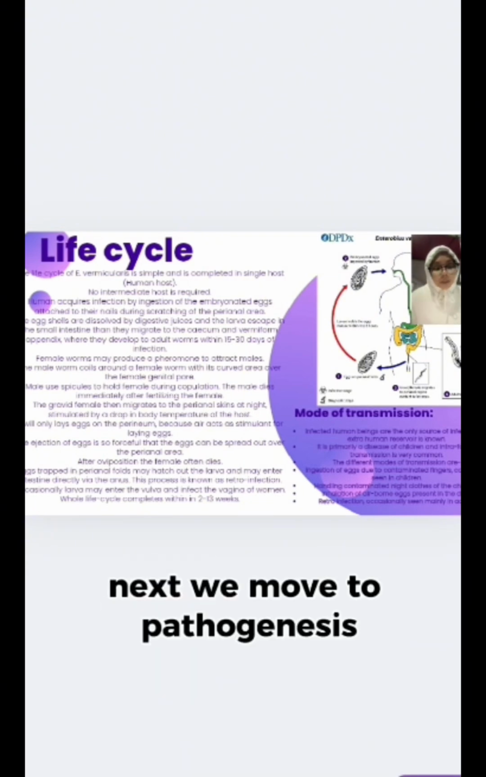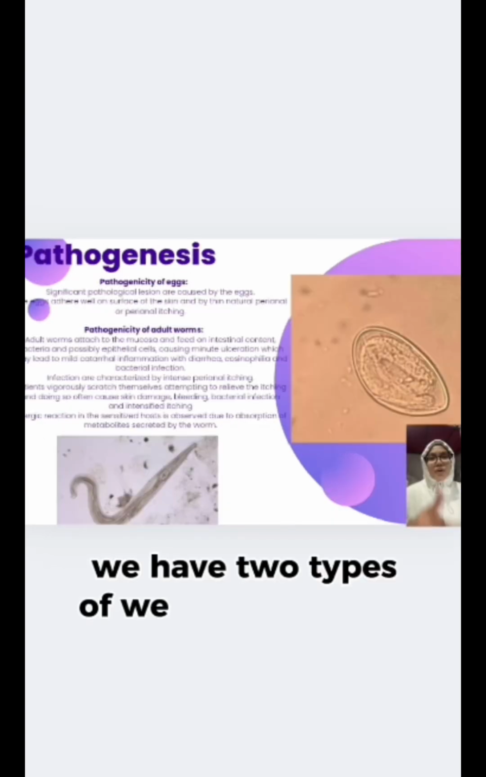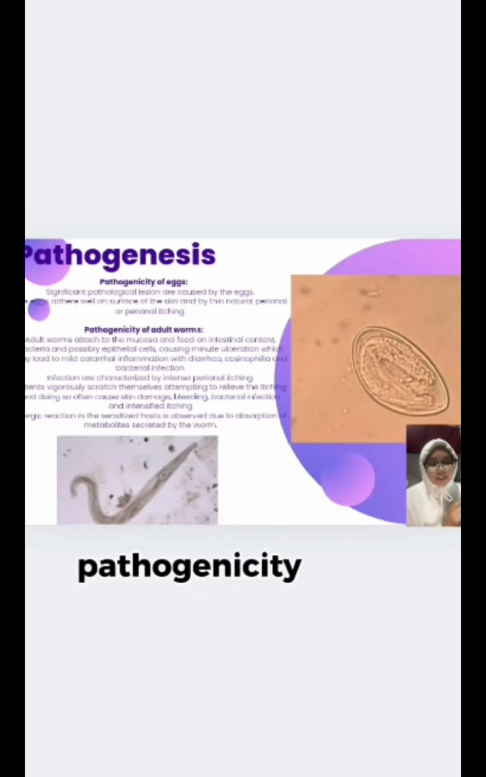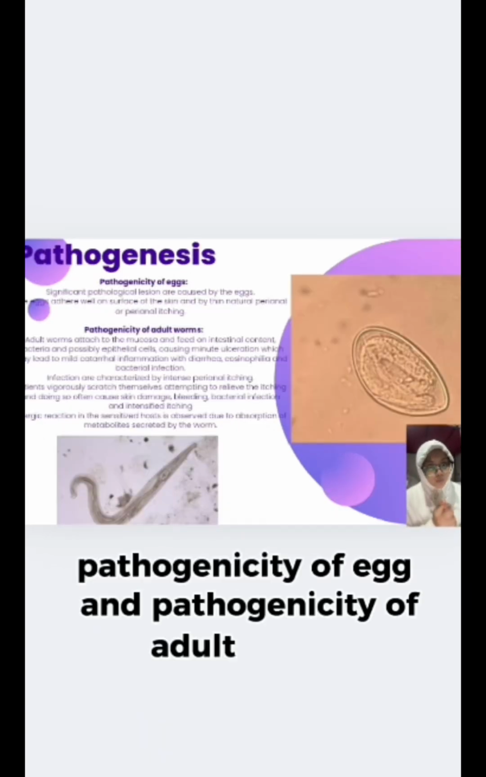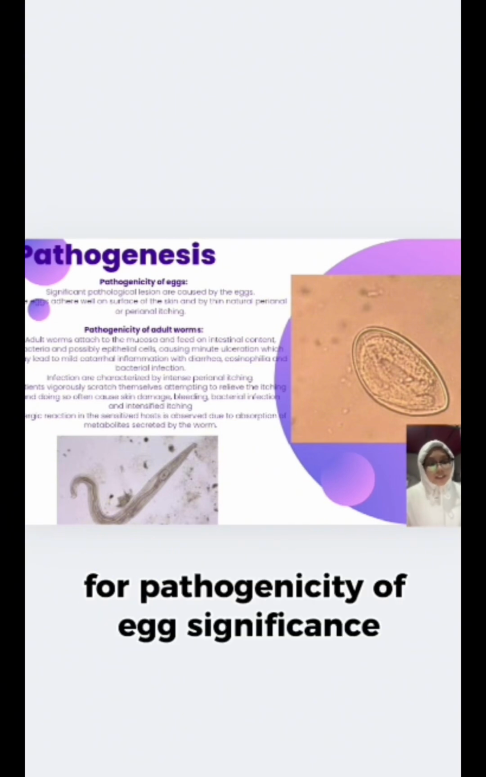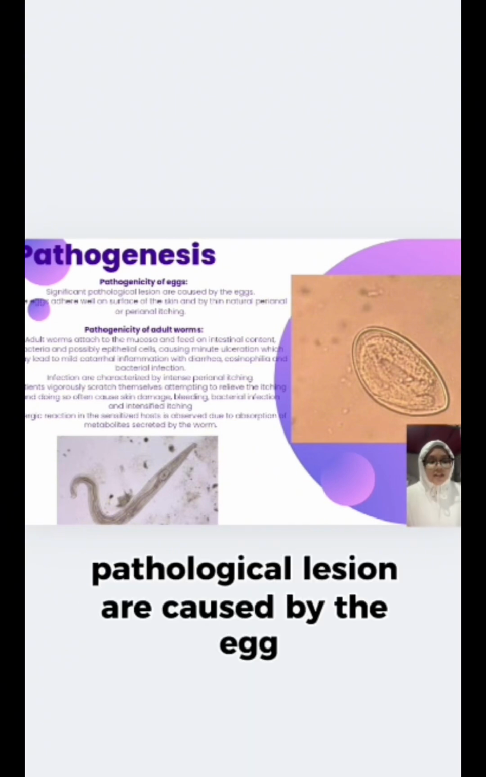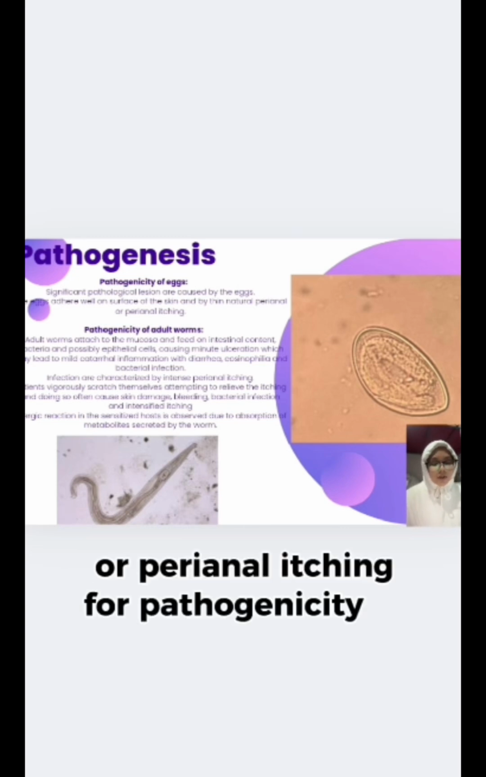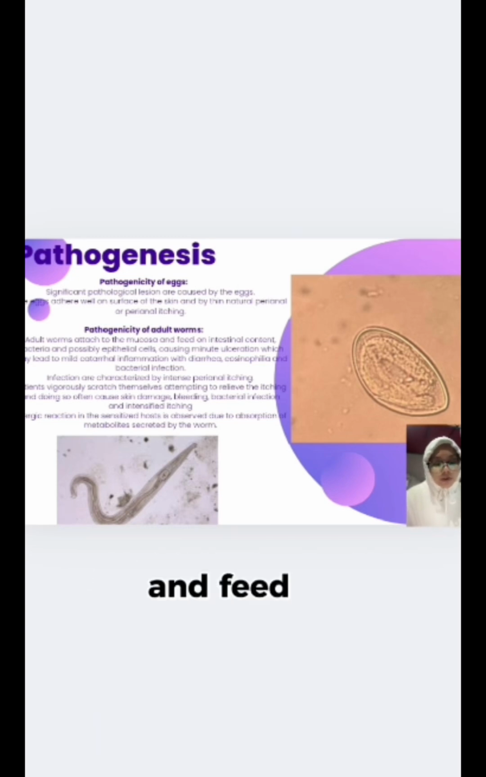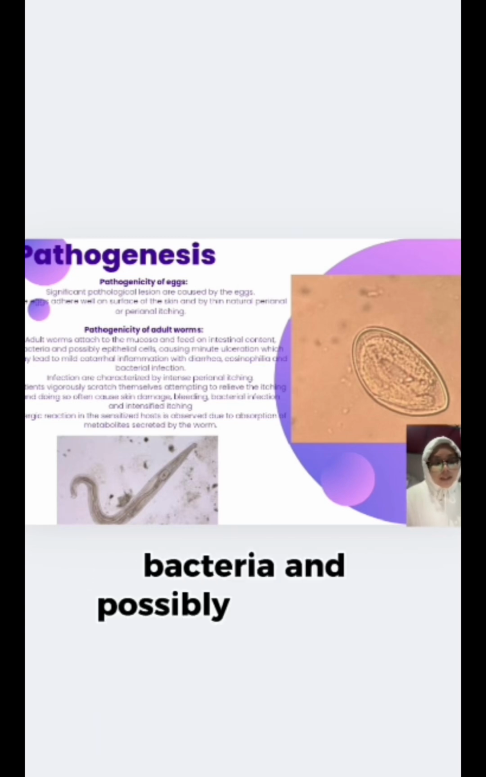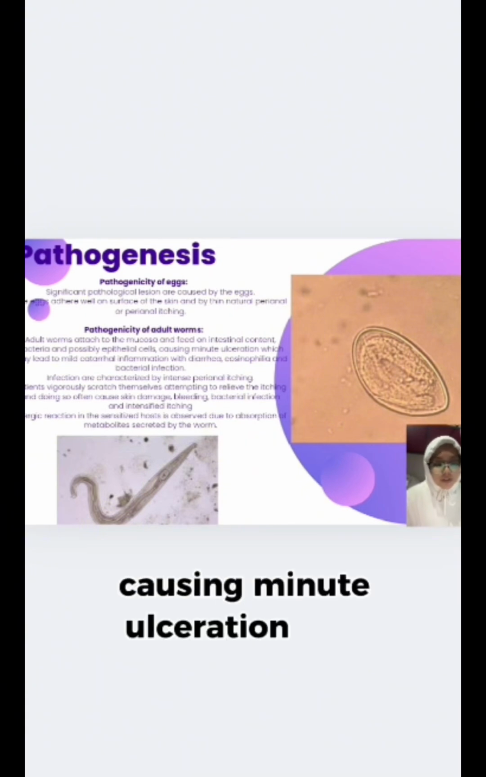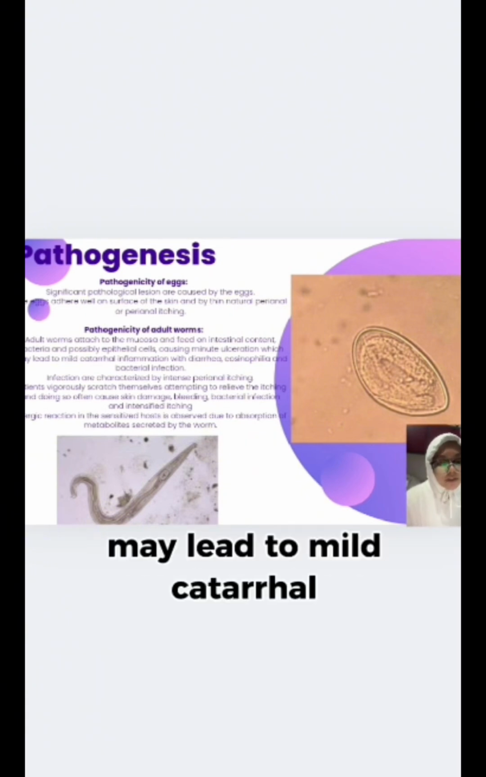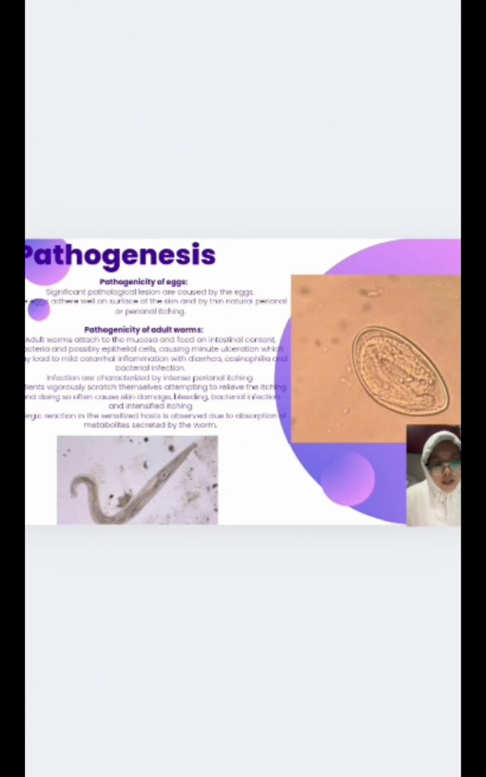Next, we move to pathogenesis. We have two types of pathogenesis, which are pathogenicity of eggs and pathogenicity of adult worms. For pathogenicity of eggs, significant pathological lesions are caused by the eggs. The eggs adhere well to the surface of the skin, causing perianal itching. For pathogenicity of adult worms, they attach to the mucosa and feed on intestinal content, bacteria and possibly epithelial cells, causing minute ulceration which may lead to mild catarrhal inflammation with diarrhea.